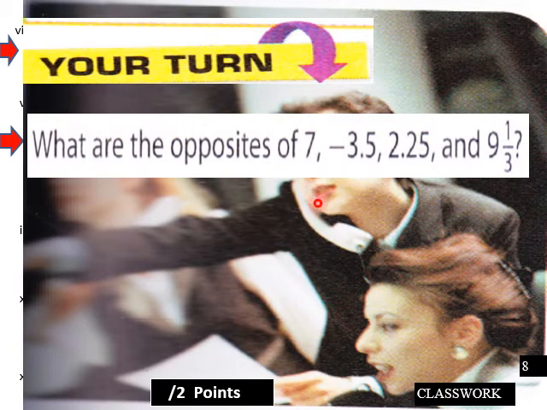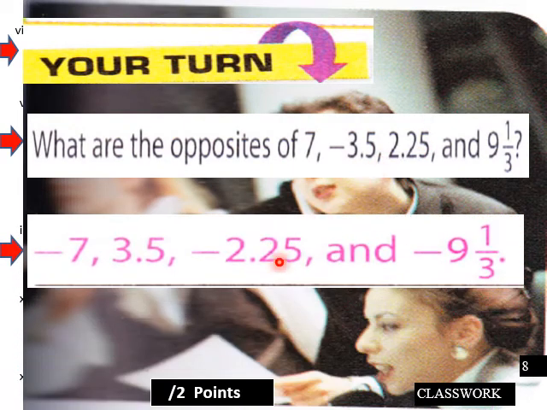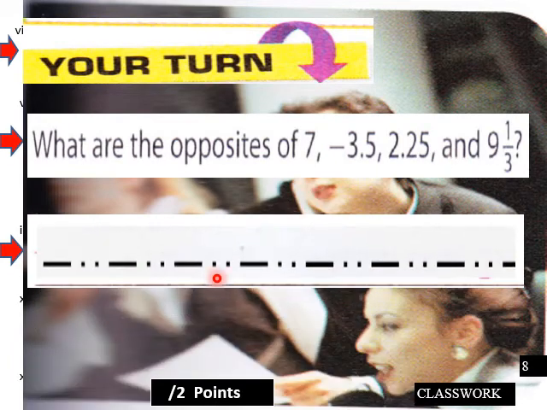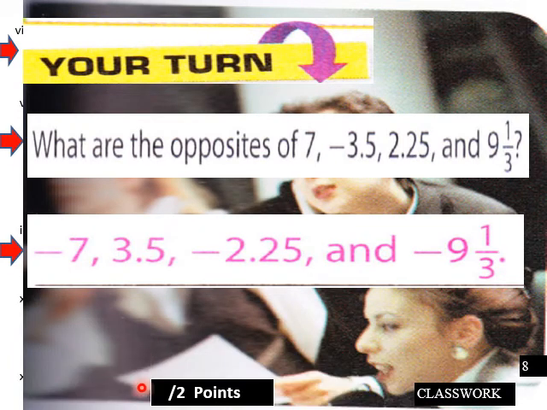Your turn. What are the opposites of these numbers here, students? We already did that. Here they are. Negative 7 is the opposite of 7. 3/5 is the opposite of negative 3/5. Negative 2 2/5, opposite of that. And then negative 9 1/3 is the opposite of positive 9 1/3. Okay.